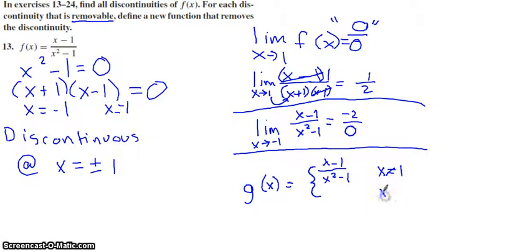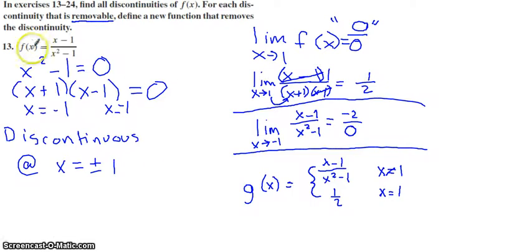And then when x equals 1, I need to have a point on my graph that fills in the open circle at 1 comma 1/2. So I'm going to define the function to have a constant value of 1/2 at 1, and what we've done is we've redefined the function to remove the discontinuity.